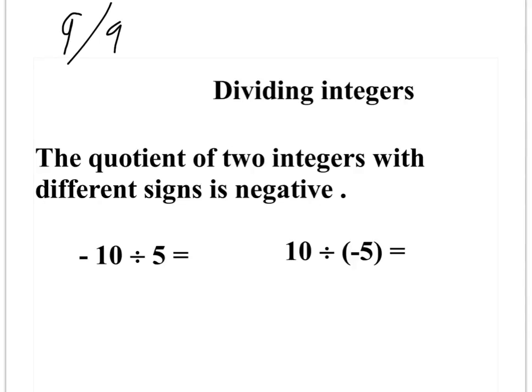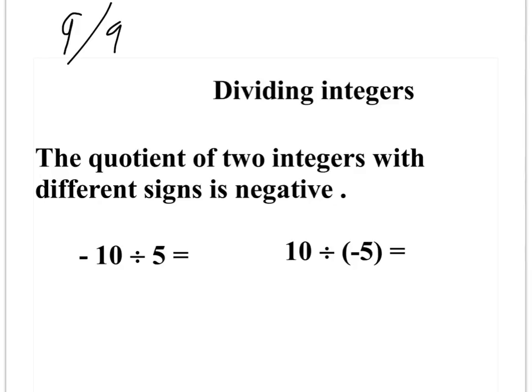Alright, today we're doing dividing integers. The rule is the same as for multiplying yesterday. When we have the quotient of two integers with different signs, it's negative. So different signs, opposite signs, is always going to be negative.